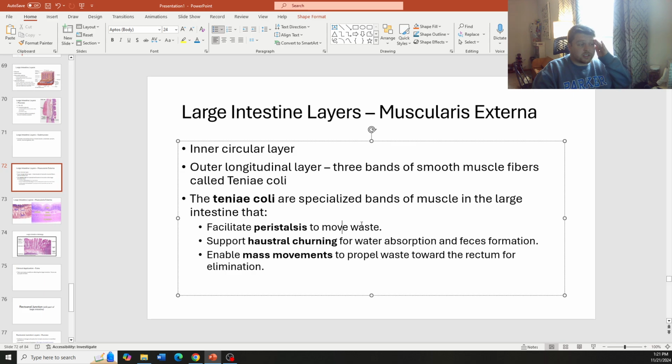Remember, we talked about peristalsis being that squeeze and push forward to keep food moving along. We also have something called haustral churning. Essentially it's squeezing and moving everything that's inside. What is being produced as feces gets squeezed and moved around so that we can continue to absorb water from it. It also allows for what are called mass movements, which help propel the waste, the feces, towards the rectum for eventual elimination.